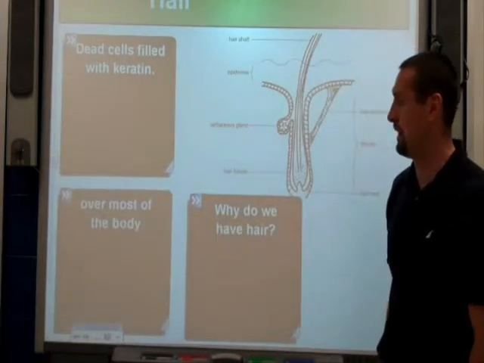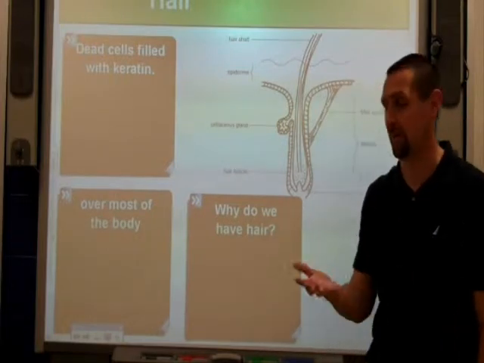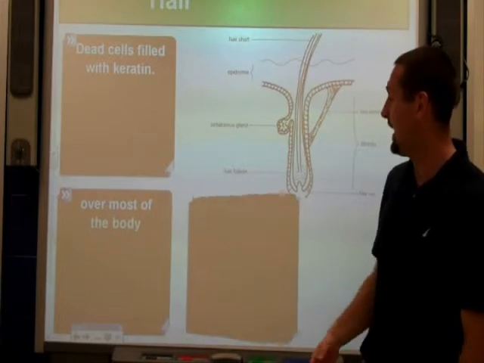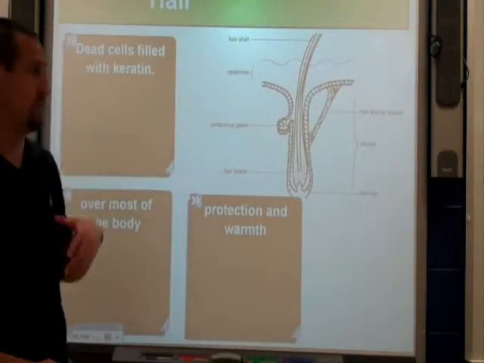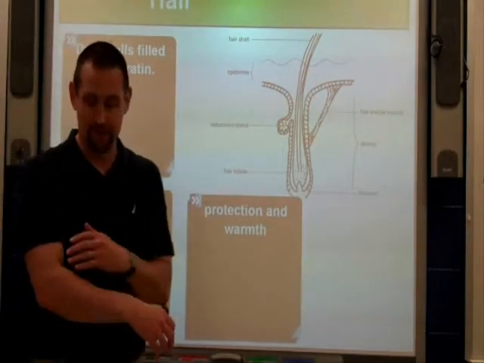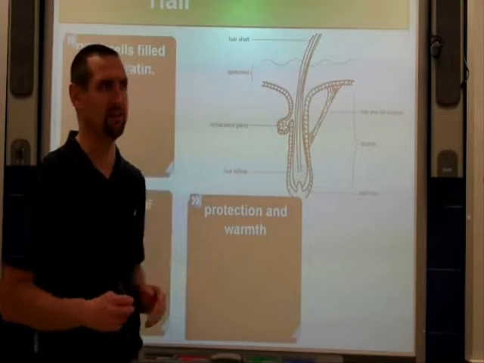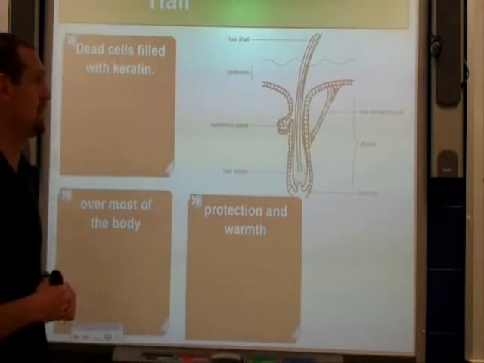Where do we have hair? Well, over most of our body. There are a few places where we don't have it, like our lips typically don't have hair, or the palms of our hands, the soles of our feet. And hair does help protect us some, like you think about the hair on your head from warmth, but also it creates another little bit of a layer to prevent things like bacteria from getting onto our skin or small microorganisms from getting into our skin.